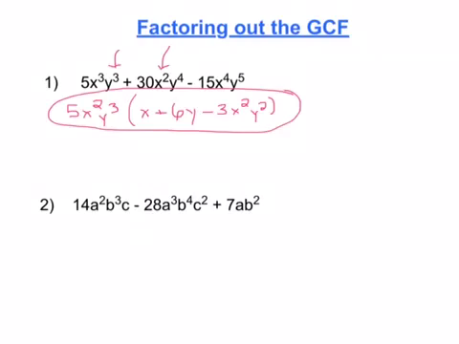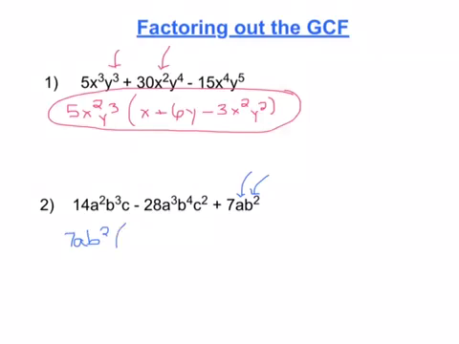So with number 2, we have a 14, a 28, and a 7. The biggest number that divides evenly into all of those is 7. When we look at our a's, we have a squared, a to the third, and a. So the a with the smallest exponent will be this last one over here, a, which means a to the first. So we could factor out just an a. Now if we look at our b's, we have b to the third, b to the fourth, and b squared. So this last one here has the smallest exponent. If we look at our c's, we have a c squared, and this one doesn't have a c, so you can't factor out any c's.